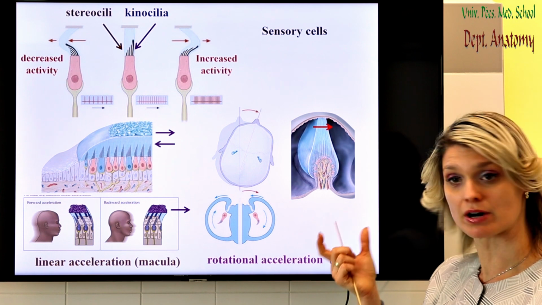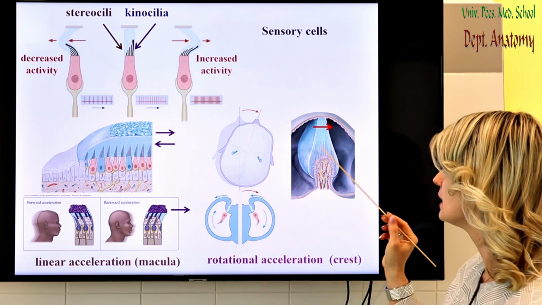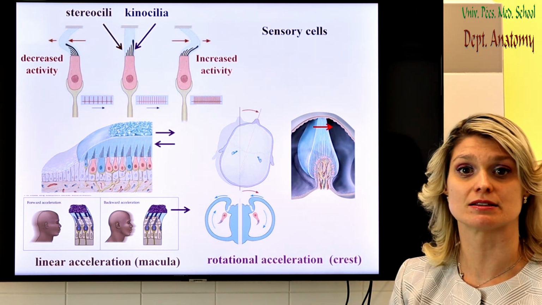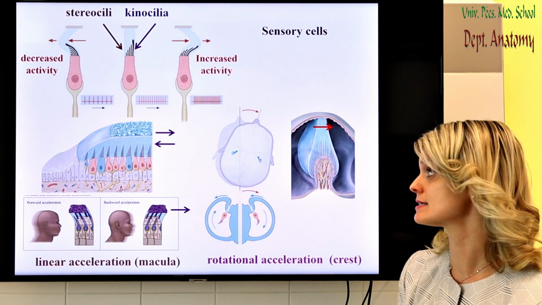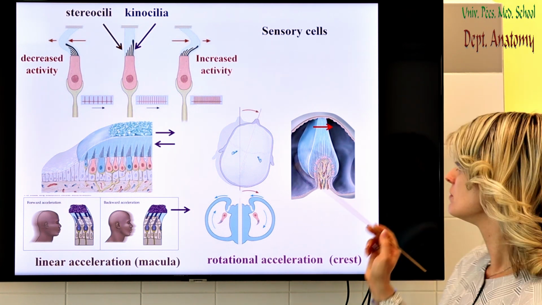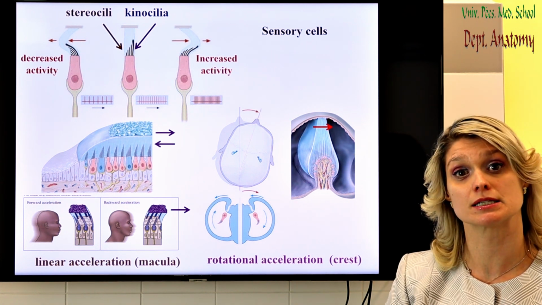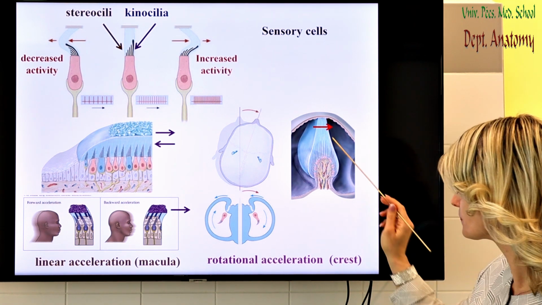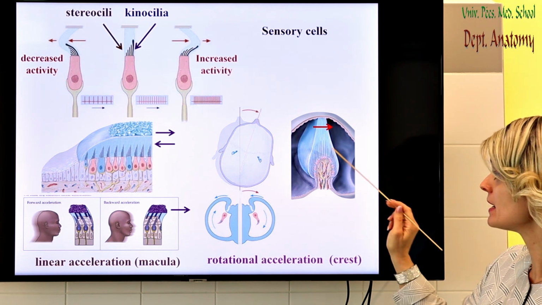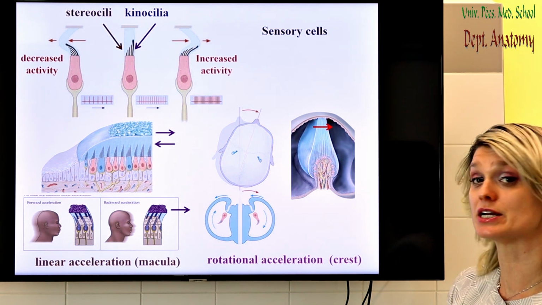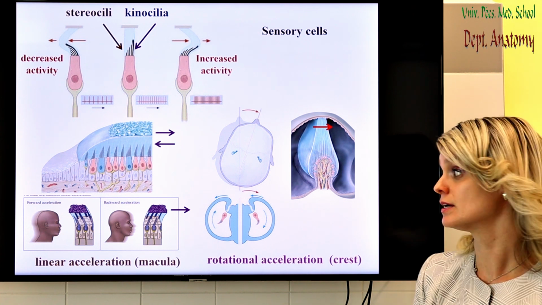And the other, the activation of the crest. So if we move our head like this, the endolymph will move within the semicircular duct and the semicircular canal. We will move this uppermost jelly-like part, which is called the cupola, and this will be the activation of the cells here in the crest.